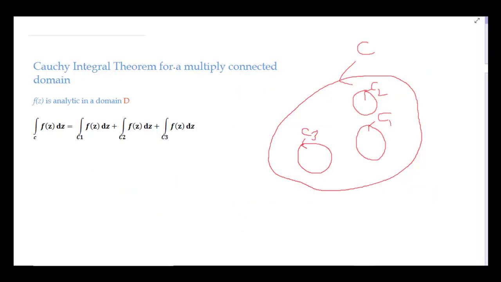This is the statement for Cauchy integral theorem for multiply connected domain. What is a multiply connected domain? A multiply connected domain means this area outside of C1, C2, C3 and inside of C. In that case, if f(z) is analytic in this complete region, we are not saying anything about what is inside C1, C2, C3; we are saying only about the region outside C1, C2, C3 and inside C. Then the integral over C of f(z) dz will be given by the integral over C1 plus the integral over C2 plus the integral over C3 of f(z) dz. This is Cauchy integral theorem for multiply connected domain.